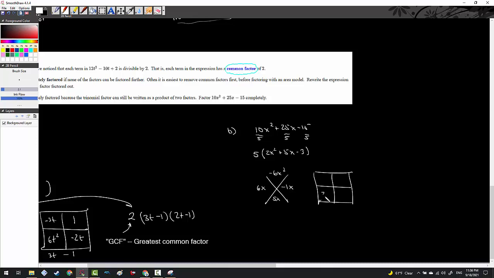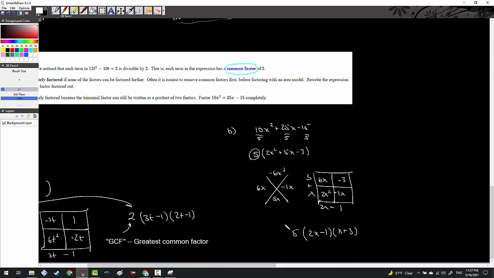Into the area model we go. 2x squared and negative 3. So I'm going to throw in a 6x and a 1x here. I'm thinking 2x, 3, and 1, where this is going to be, oops, that should be negative 1, so negative, positive. So I'm thinking 2x minus 1 times x plus 3, but don't forget, please don't forget, that 5.